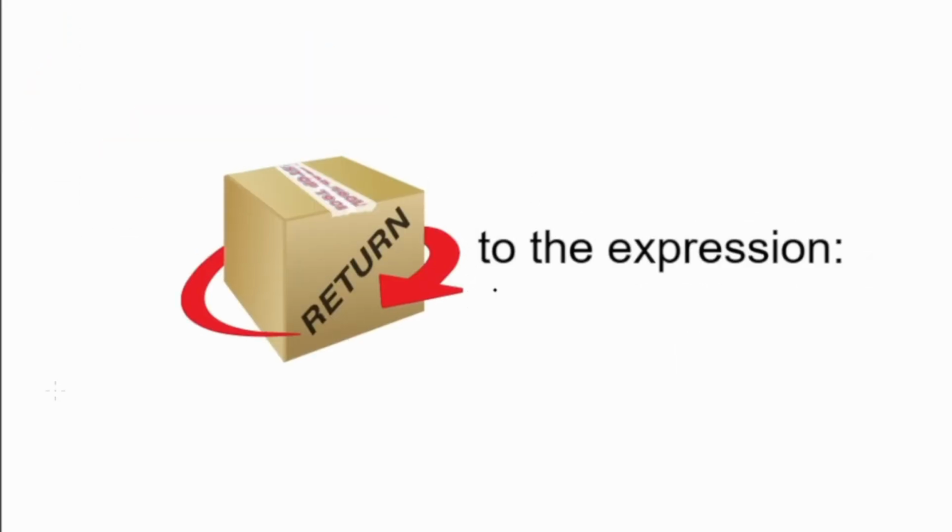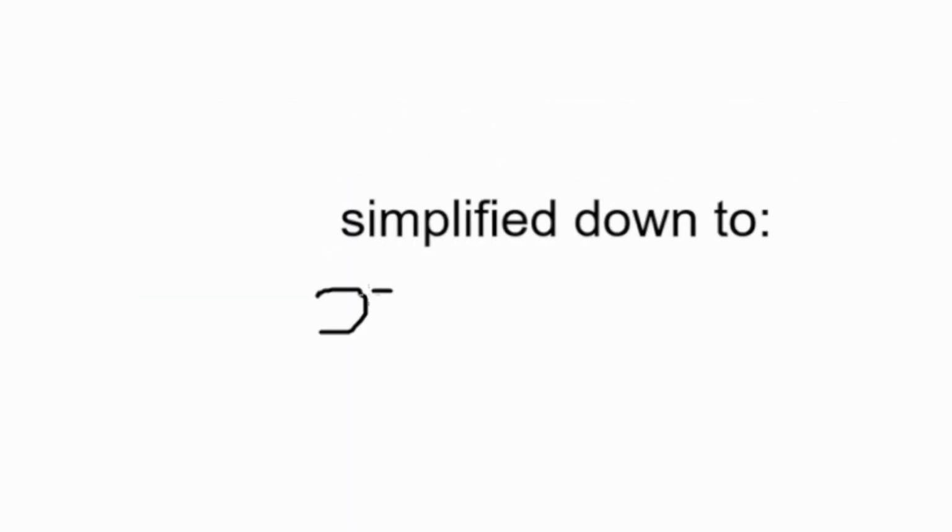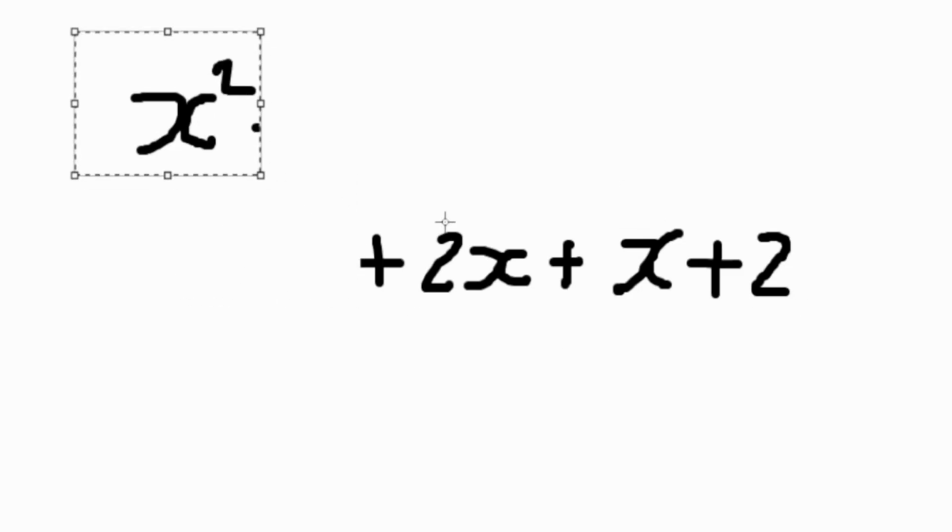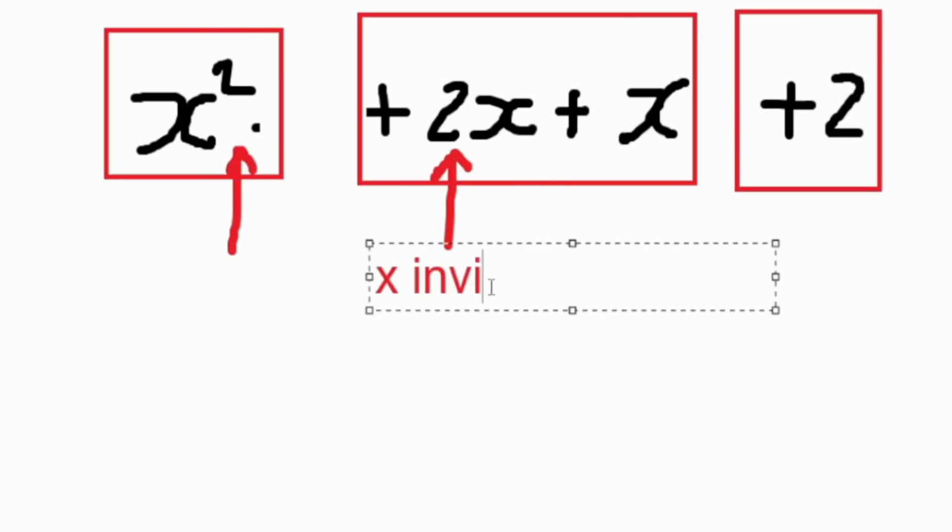Returning to the expression x squared plus 2x plus 1x plus 2, we simplify it down to x squared plus 3x plus 2. What we did is we separated each term from each other based on coefficient and exponent, then added it together. We never properly went over powers and exponents, so let's do that.